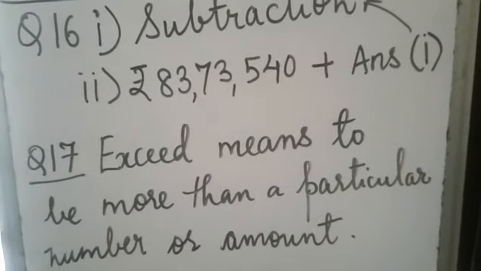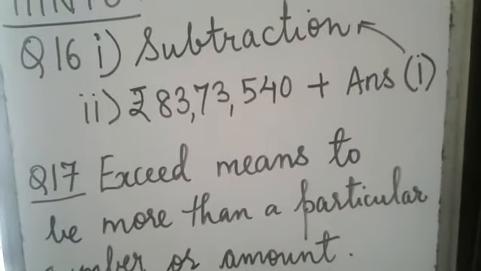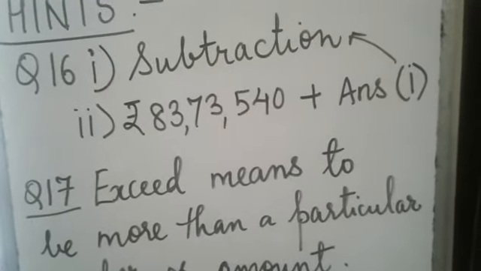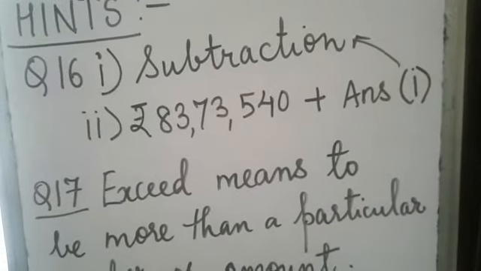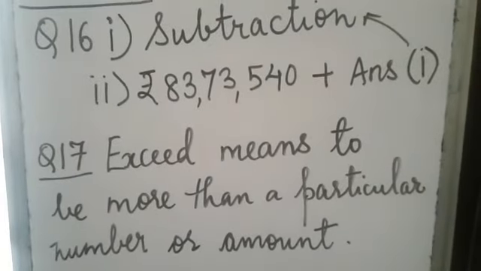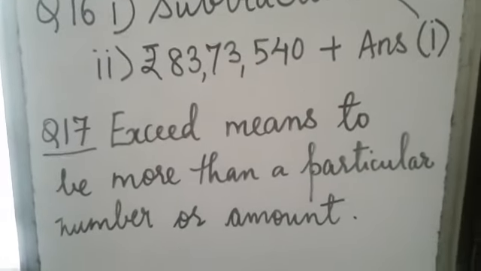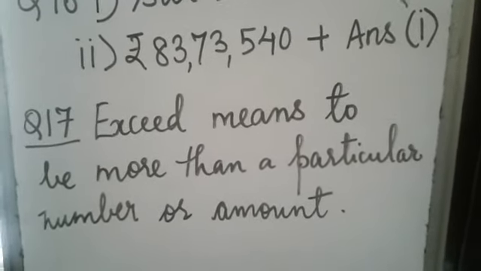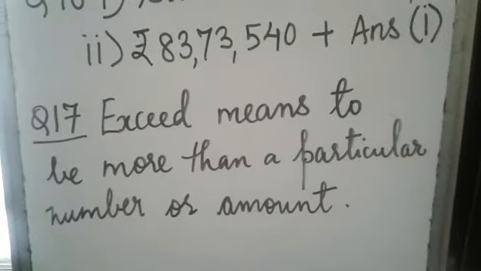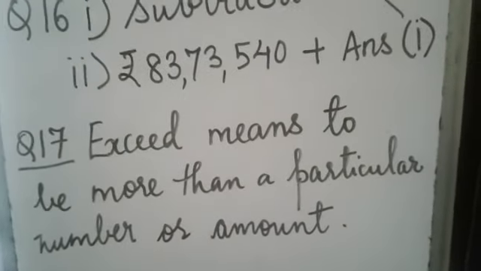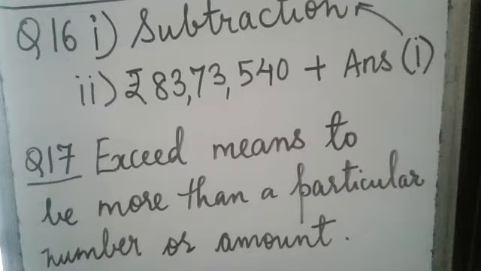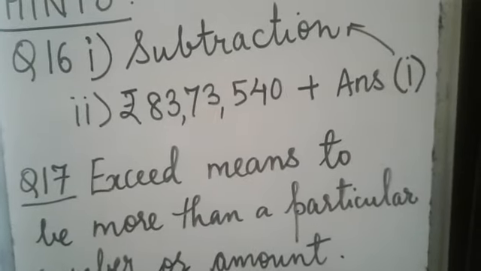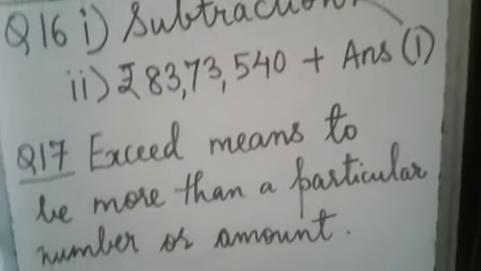Question number 17 is: a number exceeds 8,59,470 by 3,999. What is the number? So first let me tell you the meaning of exceed. Exceed means to be more than a particular number. And here the question is, a number exceeds 8,59,470 by 3,999. What is the number?